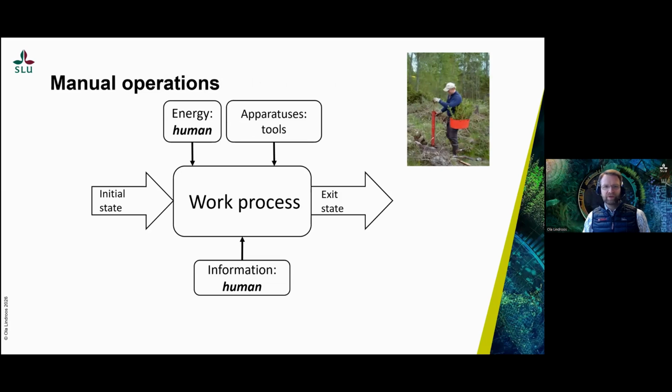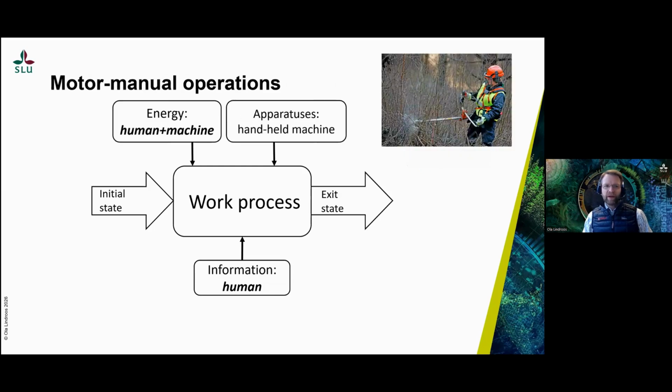As you noticed, we have completely manual operations. The planting is predominantly done completely manually and has been done so for a very long time. So here a human is giving the energy and also providing the information, and there are some tools used. We also have motor-manual operations, such as pre-commercial thinning, where you have the energy from both the human and the machine, and the human is providing the information.